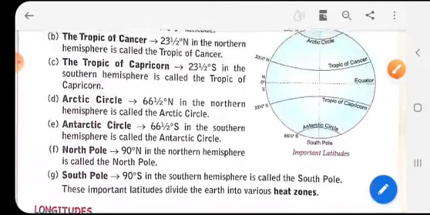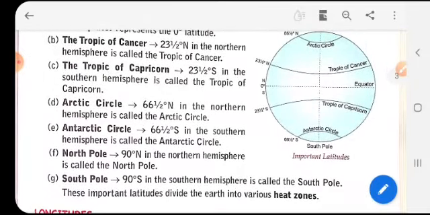So children, we have learnt up to latitudes, and in our next class we will learn about longitudes. So it is now your turn to learn about all the important latitudes, the grid and everything that was taught today.